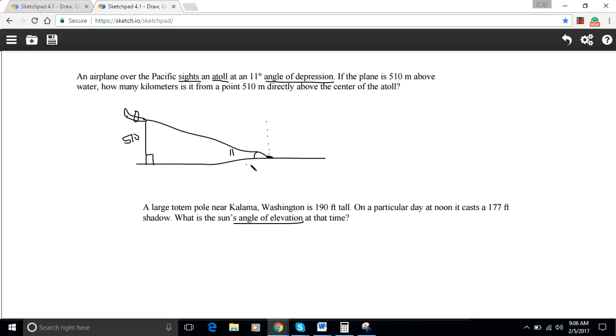Well, luckily for us, that's the same as this line down here. It would just be raising that up. So the length is going to be the same. So this is actually the side of the triangle that we're looking for.